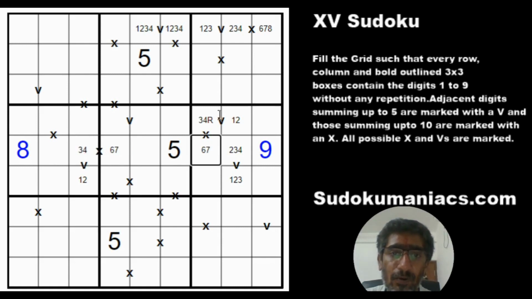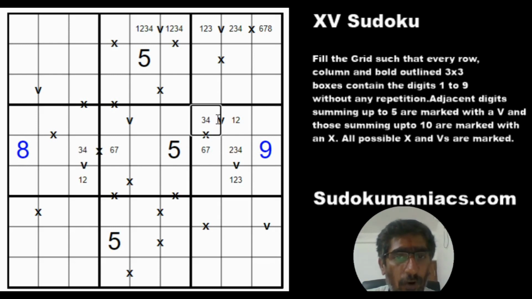So how does that help us eliminate? Now let's look at the position of 4 in box 6. 4 can only be in R4C7 or R5C8. If it is in R5C8, it would automatically eliminate 4 from R5C3 due to the classic Sudoku rules.